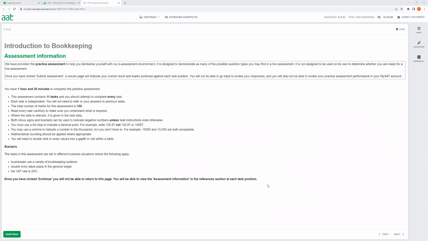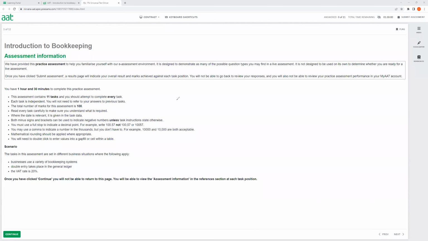Hello, everyone. In this session, we're going to look at the practice assessment one from the AAT website for Introduction to Bookkeeping. That's one of the Level 2 AAT papers, and that's for AQ2022. This paper we used to call Bookkeeping Transactions, but now they call it Introduction to Bookkeeping.